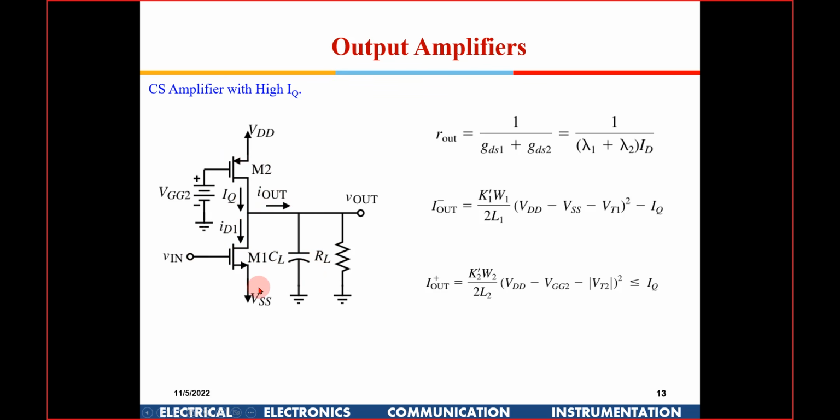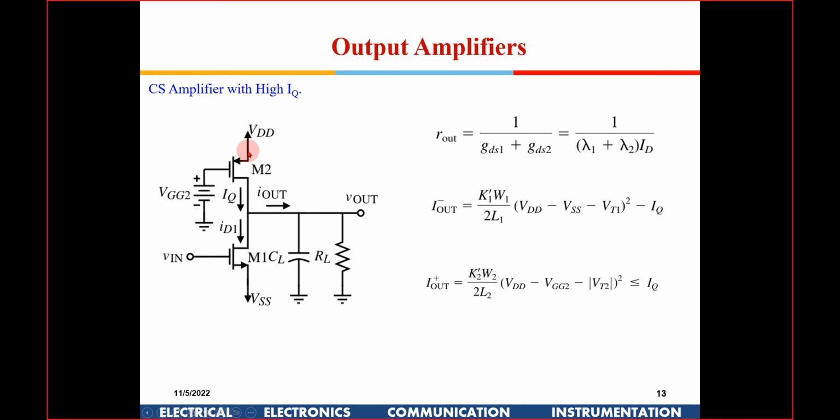Is it okay with all of you till here? Sir, when you say high load, that means low resistance? Yeah, high load is low resistance. And when I say high load for capacitance, it means high capacitance.